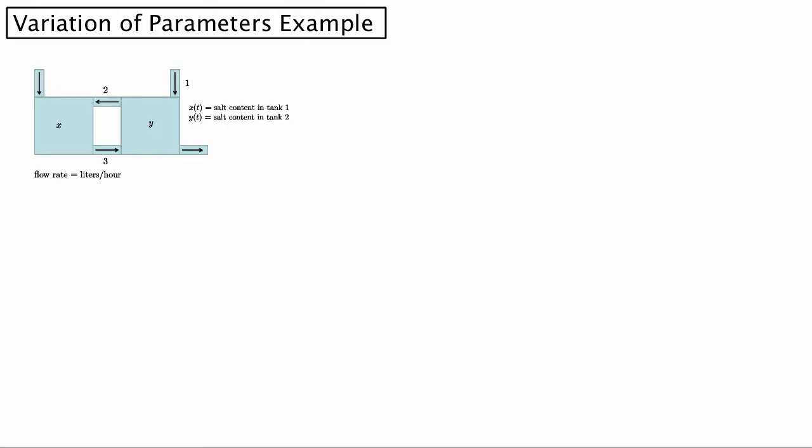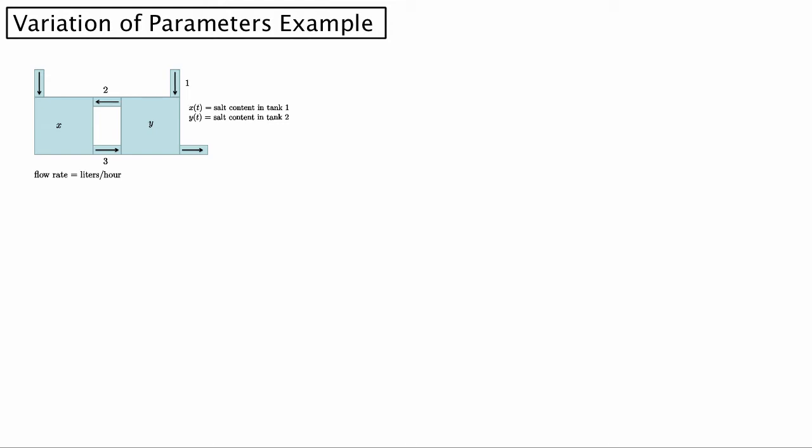Welcome to another podcast. In this episode, we're going to be taking a look at a variation of parameters example involving a mixing problem. I have a compartmental system here, so we're going to analyze what's happening to the salt content in both tank 1 and tank 2 simultaneously as this system flows through. I've left a couple of pieces of information off because I want us to fill them in together.